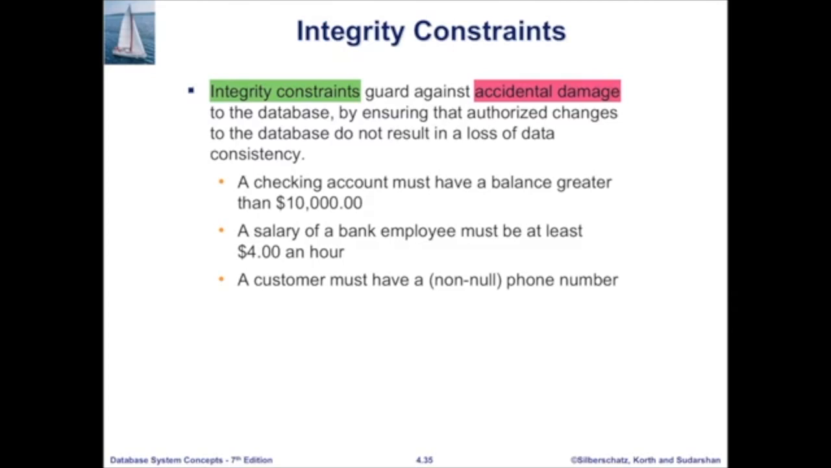So the examples that you are very familiar with are setting the primary key and identifying that certain attributes are not allowed to be null. So there are other constraints that we can include in the definition of the table and specification of the valid values for the attributes. So for example, the account must have a balance greater than something, or the salary of a bank employee must be at least 4.0 an hour, and then a customer must have non-null phone numbers. So you can include more.